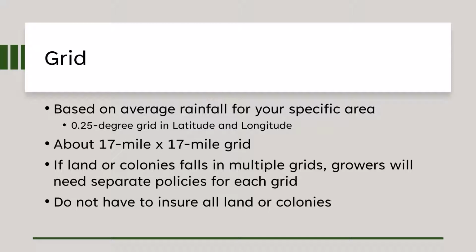So if you have land or bee colonies in multiple grids, you would need a separate policy for each of those grids, or however many grids you had. However, you don't have to insure all of your land or all of your bee colonies. So you could choose to insure just one grid if you had multiples, or you could choose to insure just specific fields or just select colonies within your grid.